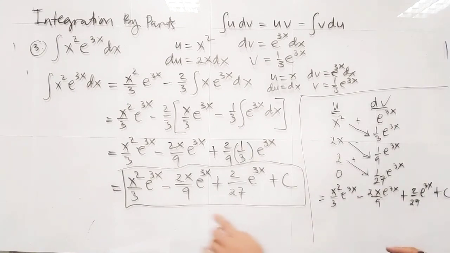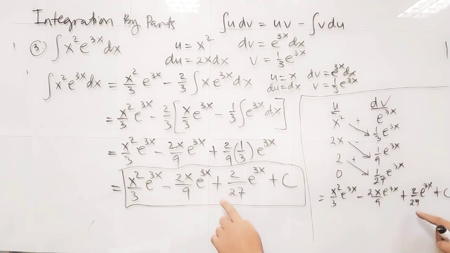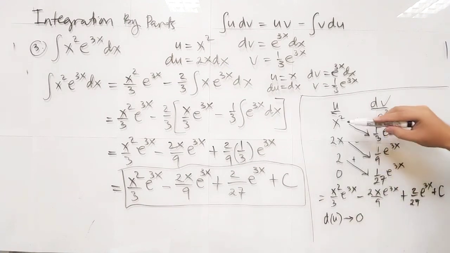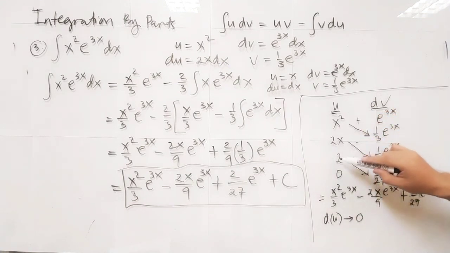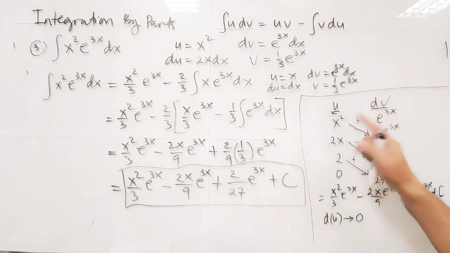If you have noticed, they have the same answer: minus 2x over 9 e to the 3x plus 2 over 27 e to the 3x plus c. They have the same answer, plus c. So when do we use this shortcut method? The first condition is your u: when you take the derivative of your u, it must arrive at 0. Look at this: x squared, 2x, 2, and then 0. So take the derivative, then you will arrive at 0. That is the condition wherein you can use this shortcut method.